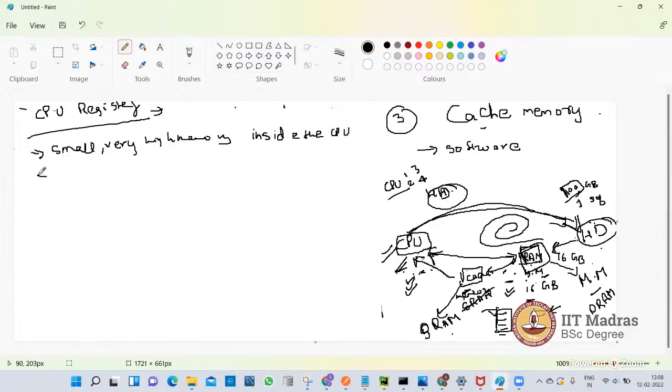So why is it used? It is used to quickly store the data and the instruction that is being immediately used by the CPU, so the CPU can accept it and transfer it. In the hierarchy table, we saw that the CPU register has the highest speed because it is in the CPU itself, and the CPU has the highest speed among all.